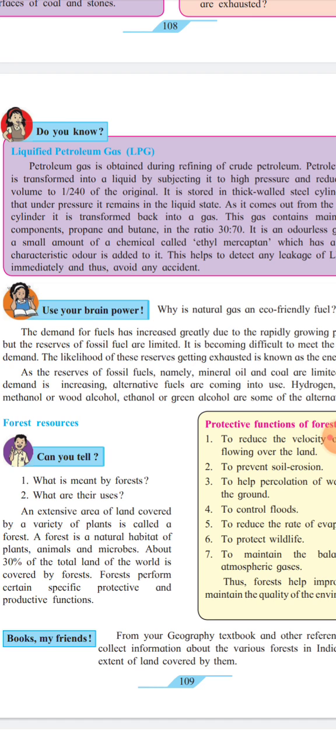This gas contains mainly two components, propane and butane, in the ratio of 30:70. It is an odorless gas, but a small amount of a chemical called ethyl mercaptan, which has a strong characteristic odor, is added to it. This helps to detect any leakage of LPG immediately and thus avoid any accident.